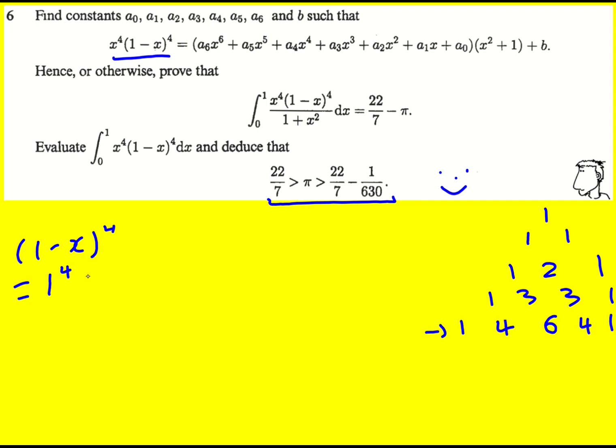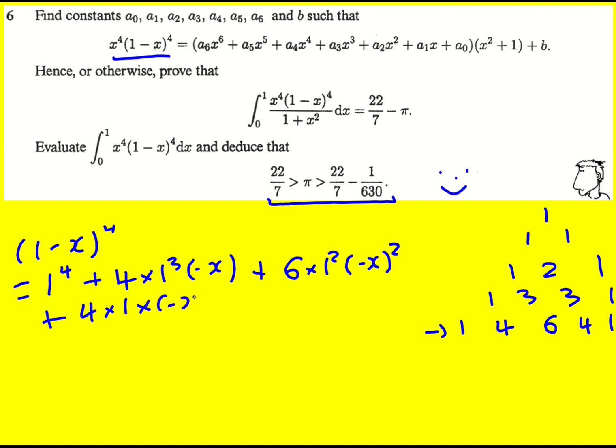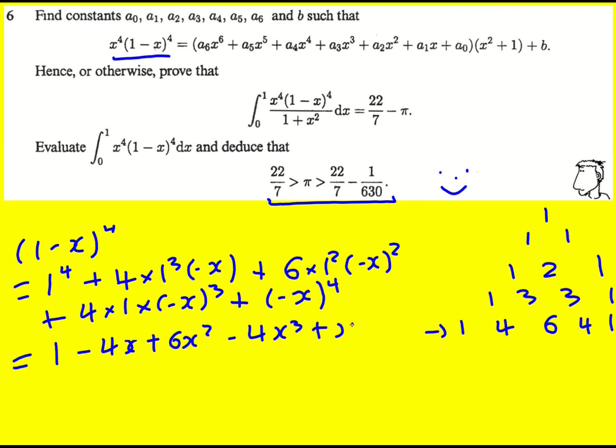So 1 to the 4 plus 4 times 1 to the 3 times minus x plus 6 times 1 squared times minus x squared plus 4 times 1 times minus x cubed plus 1 times minus x to the 4. That's going to be it. Simplify it. 1 minus 4x plus 6x squared minus 4x cubed plus x to the 4.